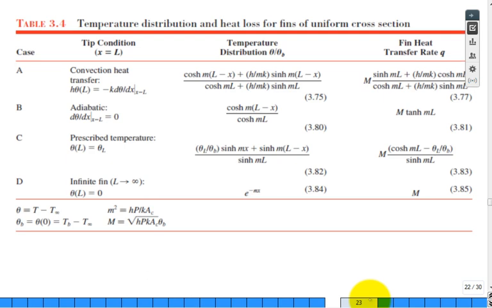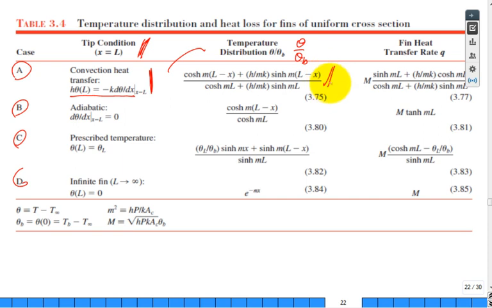This is an important table in the textbook, table 3.1. And they have case A, B, C, D. All of them are for your tip condition. So if you have a convective heat transfer, isn't this the appropriate boundary condition for the tip? Well, then you're going to get a different analytic solution for the temperature. And here they put theta divided by theta B. That's fine. But it's a little more complicated than the adiabatic.